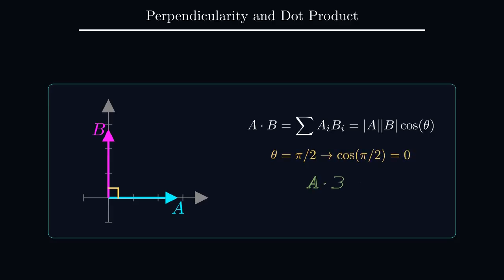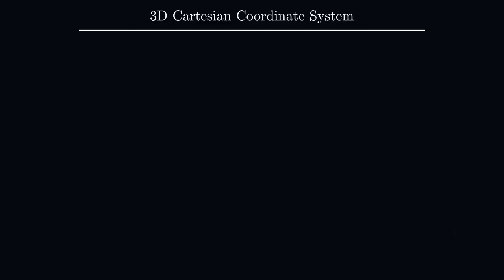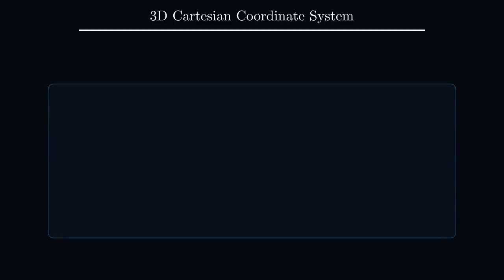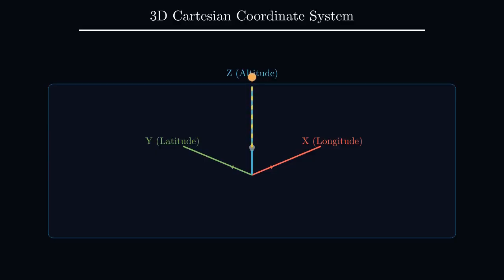This 0 result is the mathematical definition of independence. It means that vector A has no projection or shadow onto vector B. You can move infinitely along the direction of A without ever changing your position relative to B. This geometric isolation allows us to build coordinate systems.